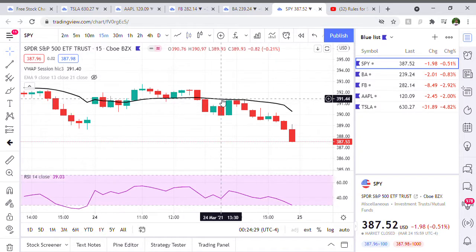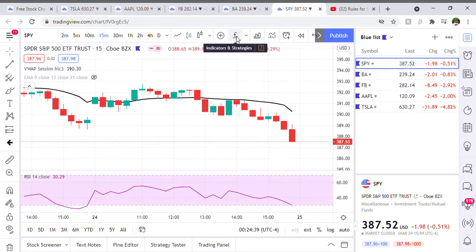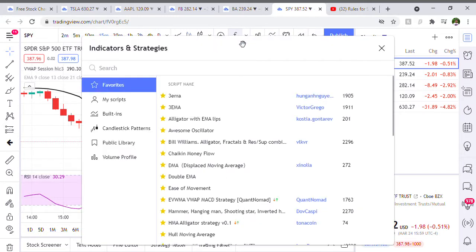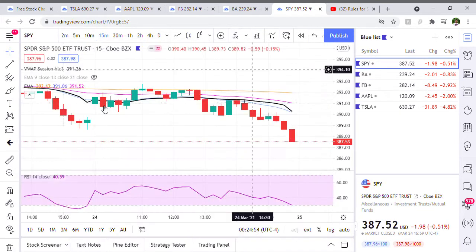For making an entry, I will go for another indicator line. I'll go for EMA. You can search in your functions for EMA. You need only one EMA. So you can click this EMA, and I'll close this. With EMA, please go into the settings.